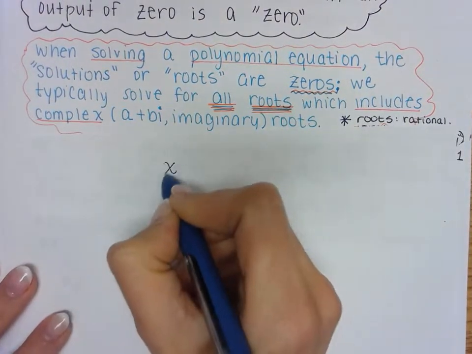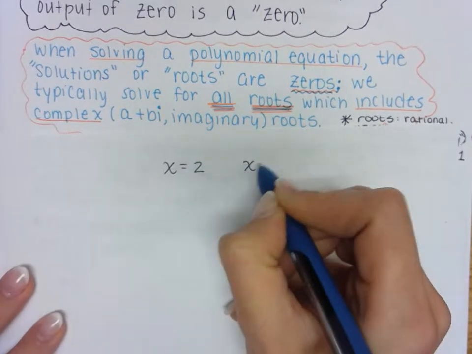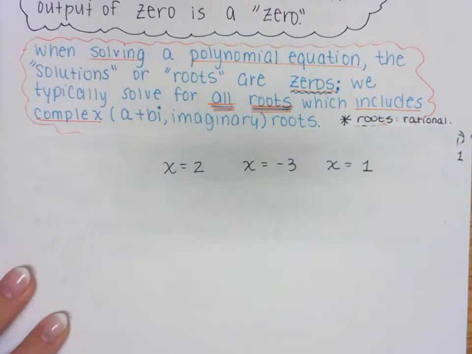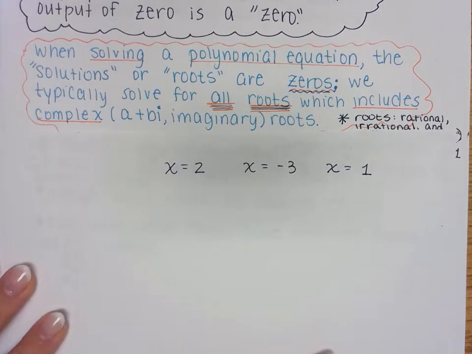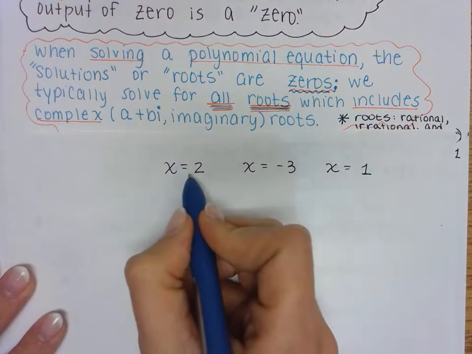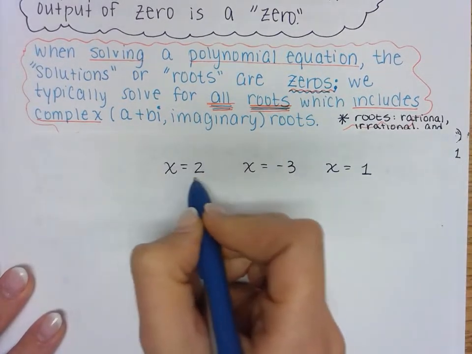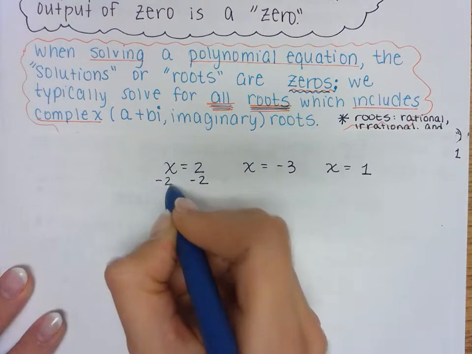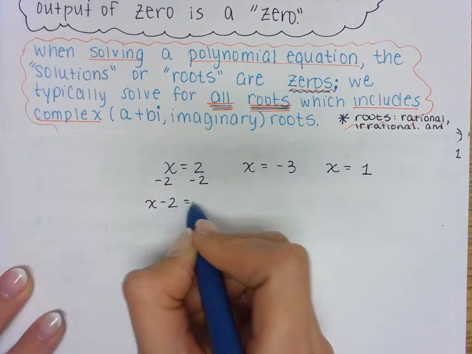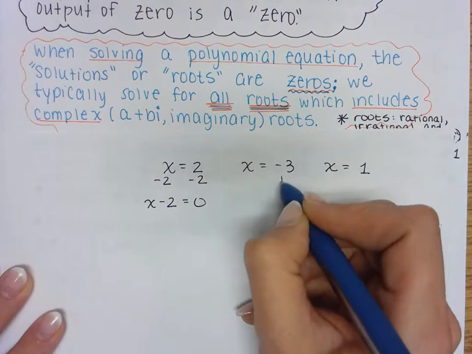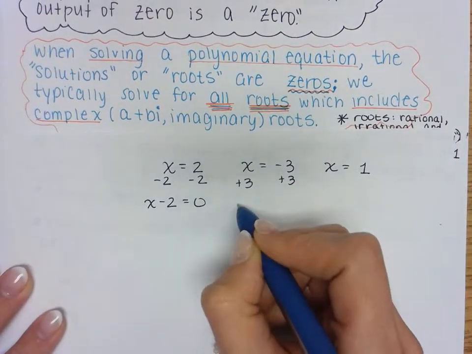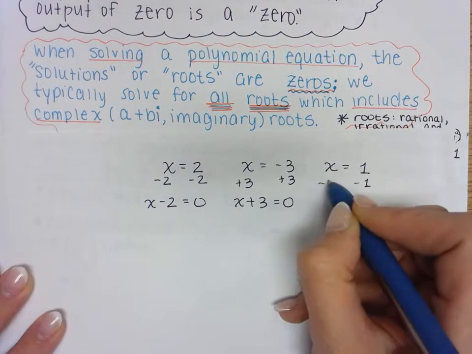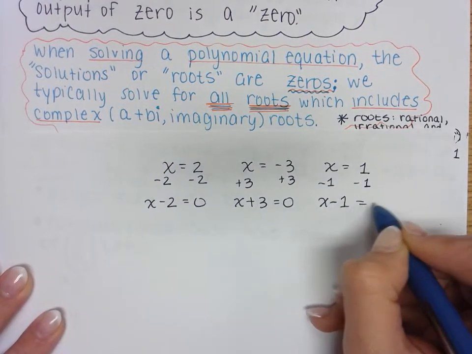We're like, oh, x equals 2, x equals -3, and x equals 1 are solutions to my third degree polynomial equation. What is that polynomial? Well, if x equals 2, the way we solve is we use the zero product property. So we had to get it equal to 0. I'm going to subtract 2 from both sides. Now I have x minus 2 equals 0. I'm going to add 3. Well, I have x plus 3 equals 0 now. I'm going to subtract 1. I have x minus 1 equals 0.